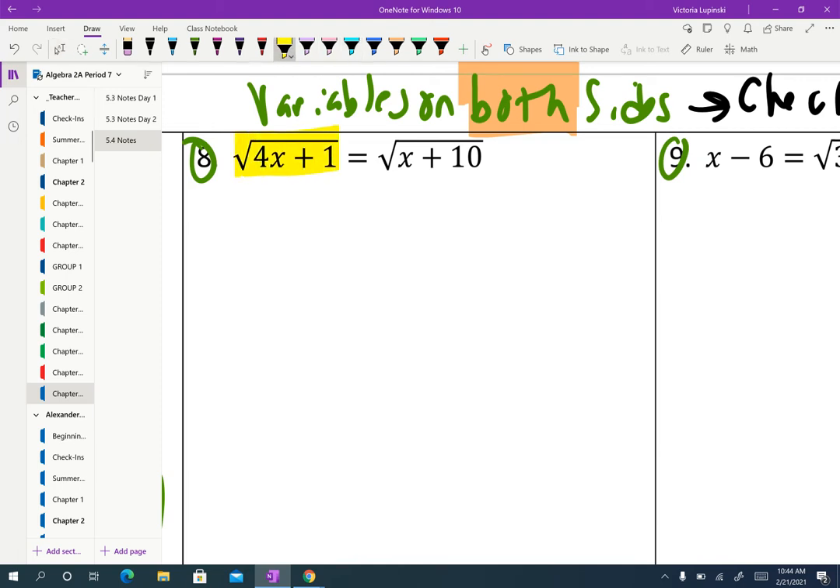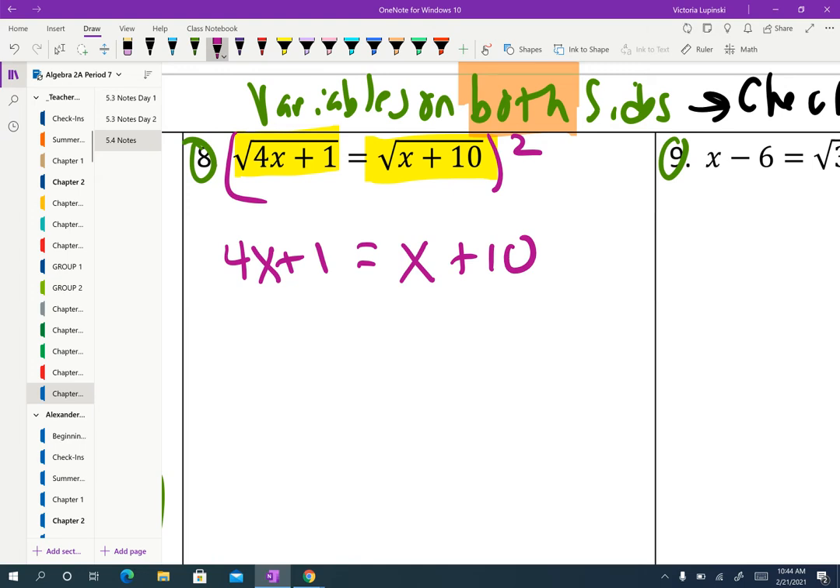there variables on both sides, but there's actually square roots on both sides. So the goal, remember, is to isolate the radical. And in this case, you have a radical on the left and you have a radical on the right. So that's actually good news. The way that you can go ahead and get rid of both of those square roots is by actually squaring both sides. So on the left, if you square a square root, you're just left with 4x plus 1. On the right, if you square it, you're going to get just x plus 10. And now you're going to go ahead and just solve this equation.